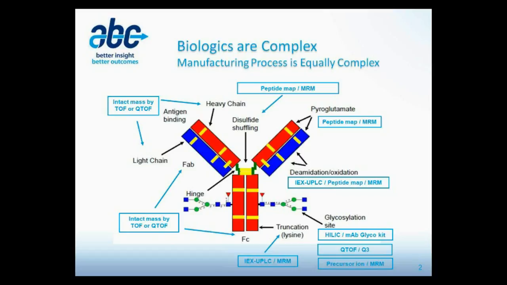For example, deamidation. Deamidation meaning you have a difference of 1 Dalton compared to the native, so you can design what we call a transition ion between the native and the deamidated form.